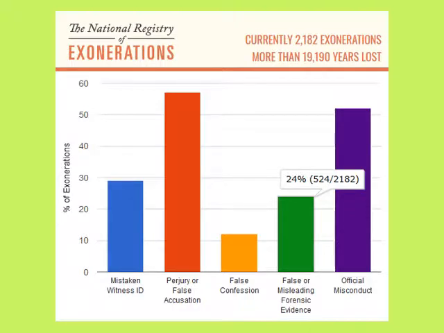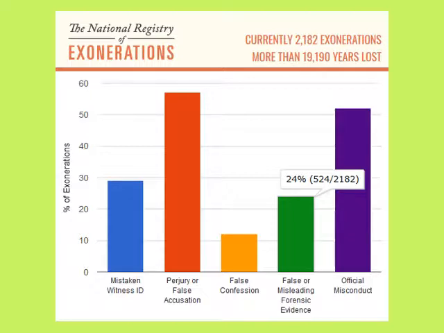We talked about eyewitness misidentifications, and we've talked about false confessions. A third common cause of wrongful convictions, as you can see on the graph here, is the use of false or misleading forensic evidence. In other words, mistakes or fraud committed by forensic scientists. It's found in approximately a quarter of known exoneration cases.